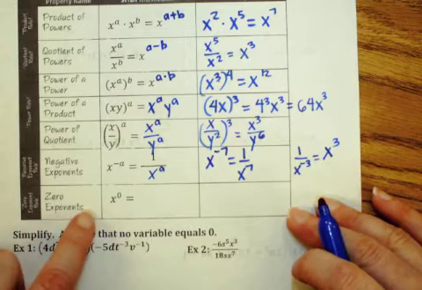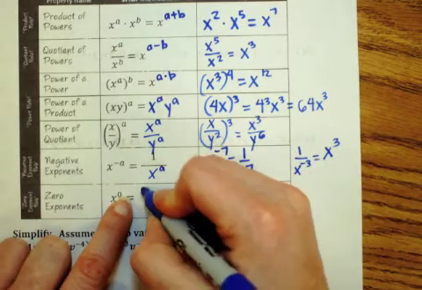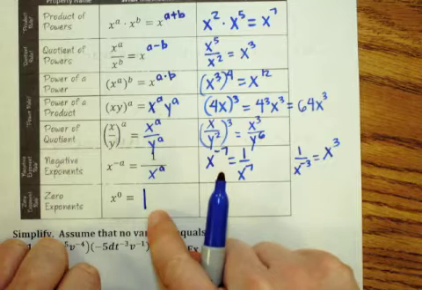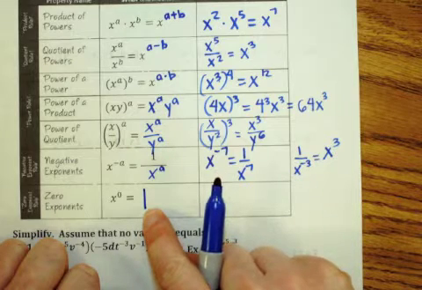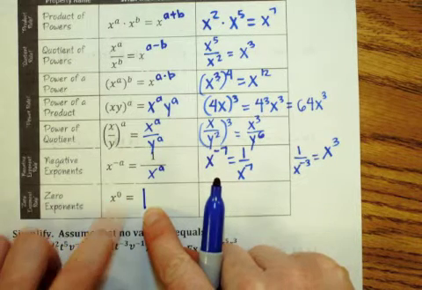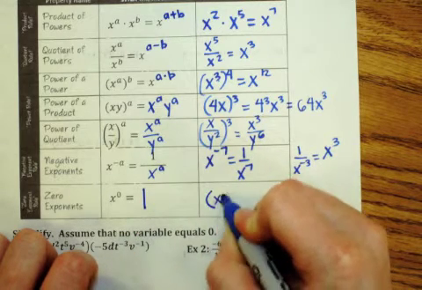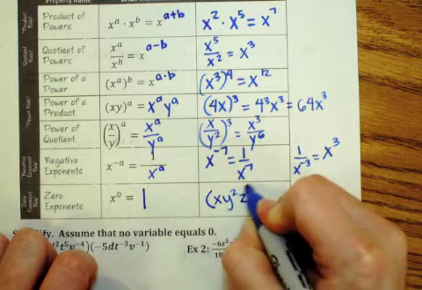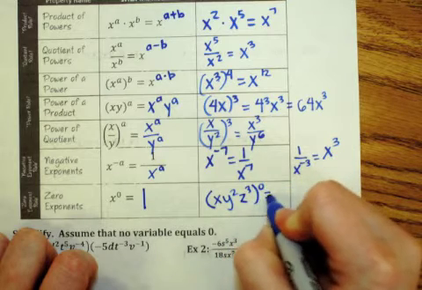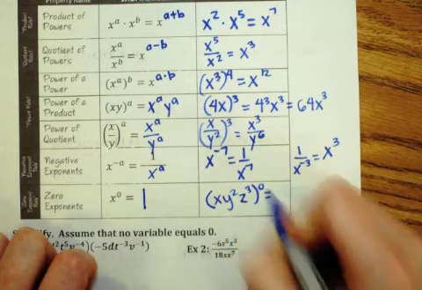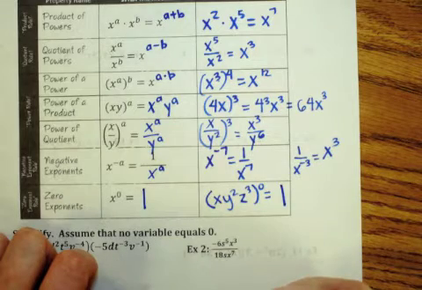Zero exponent says x to the 0 power equals 1. The number 1, not x to the 1. Anything to the 0 power equals 1. So if I gave you a whole polynomial, x, y squared, z to the 3rd raised to the 0 power, the whole quantity raised to the 0 power, it equals 1.